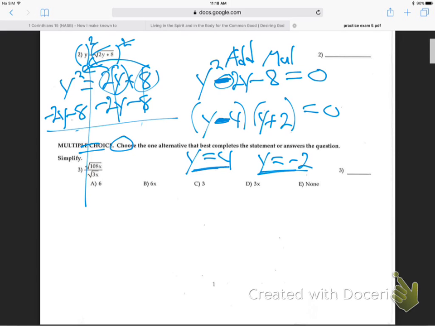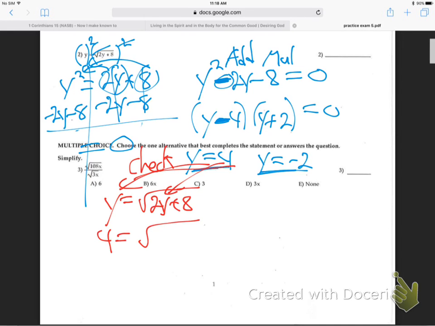Maybe. We have to check. So let's check the +4 first. How do we do that? We go back to the original. There's the original, and you plug in the 4. 4 equals square root of 2 times 4 plus 8. 4 equals, what is that, root of 16. 4 equals 4, yes. That one worked.